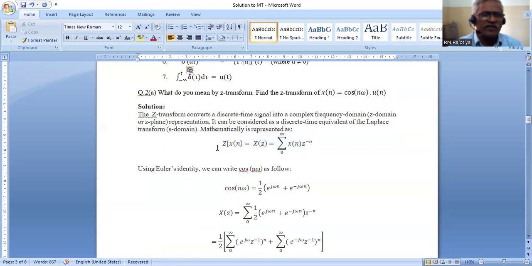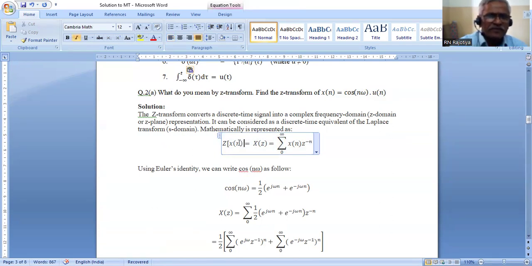Mathematically, we can write Z{x(n)} = X(z) = the summation from 0 to infinity of x(n) z^(-n). This is how we represent the Z transform for discrete time signals.